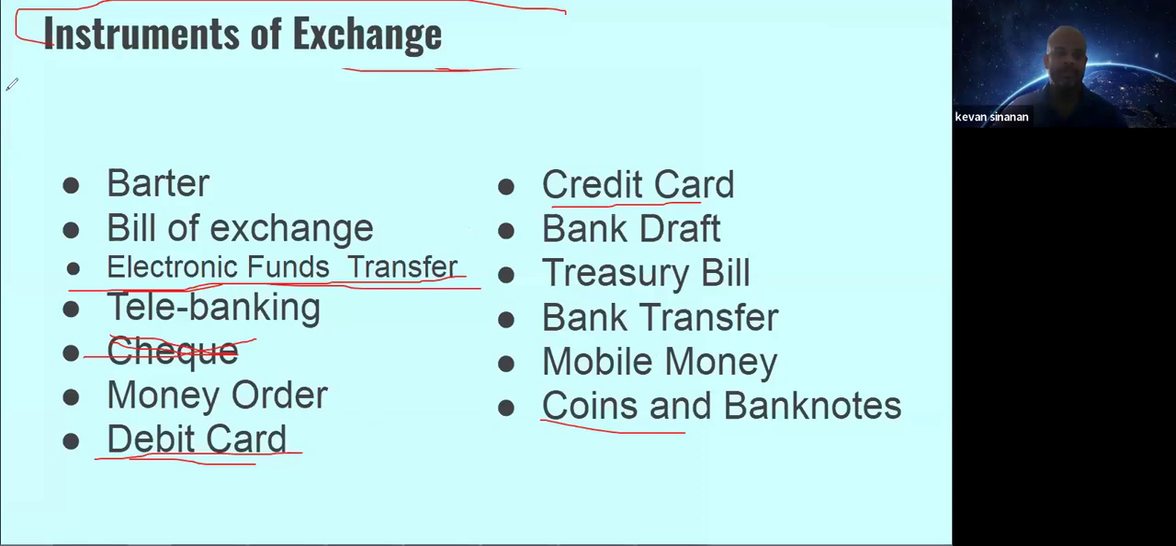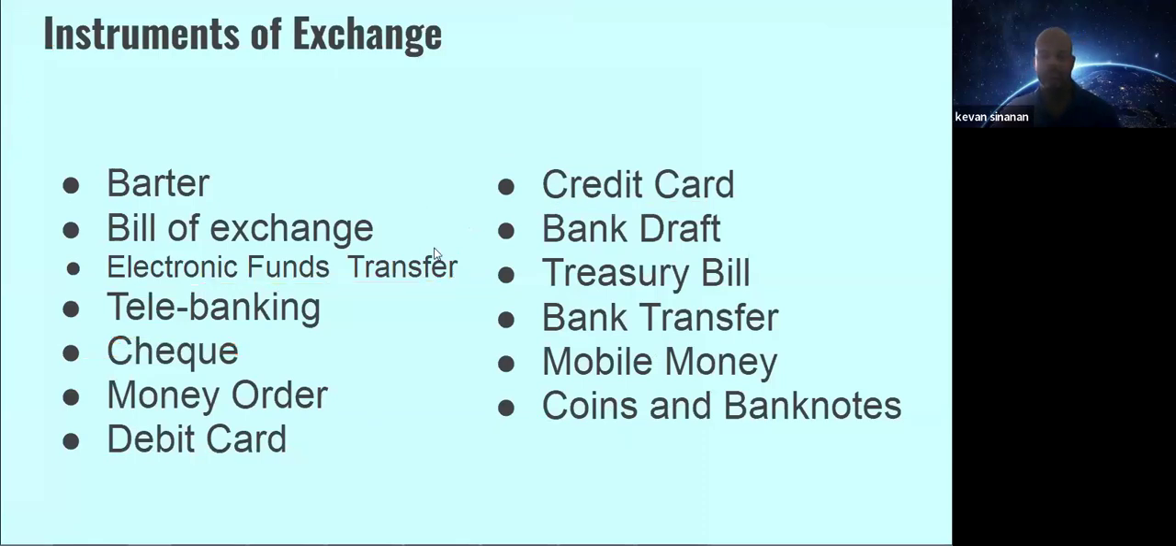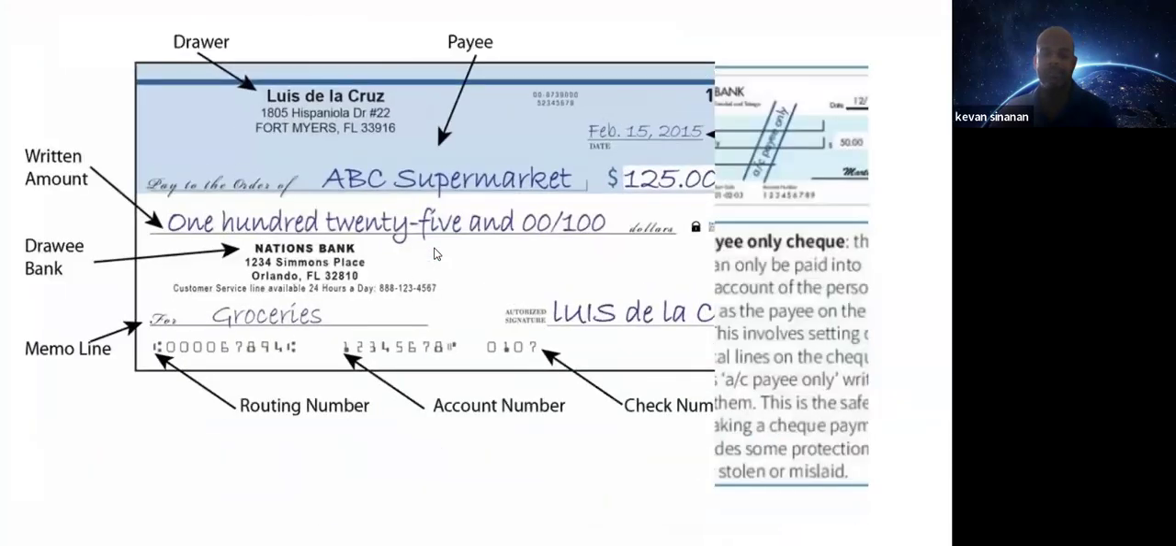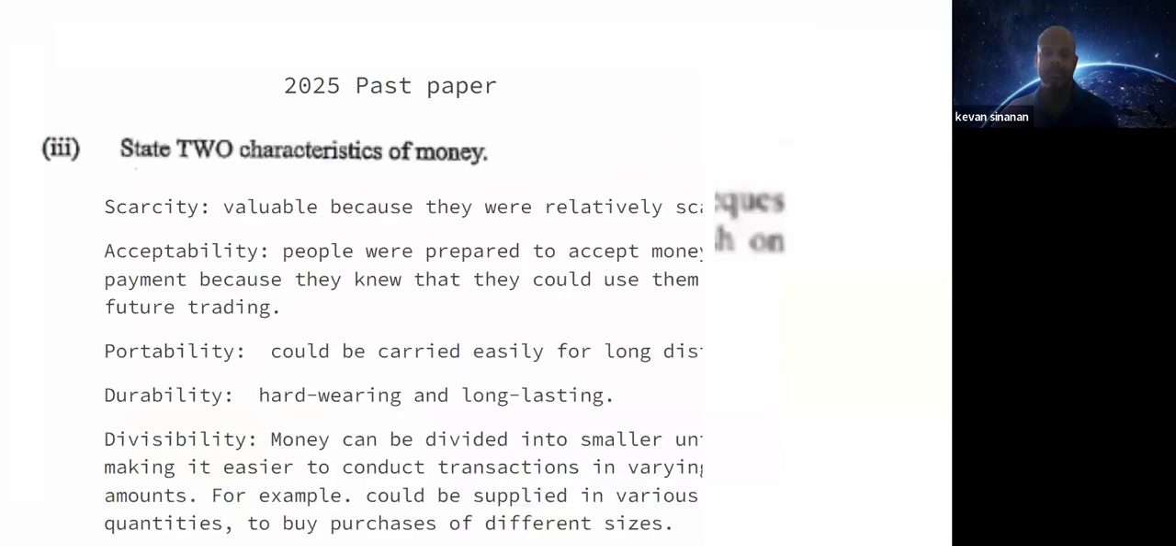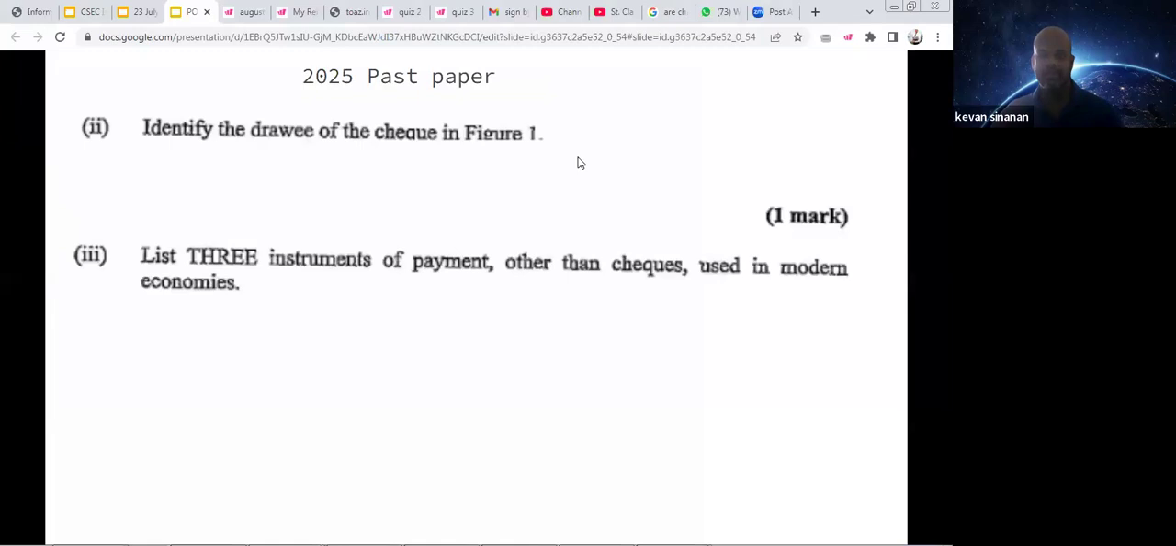Now, believe it or not, we are more or less finished with instruments of exchange: with money orders, with electronic transfers, with checks, with barter, and the characteristics of money. So that's one topic finished. Let me pull up the slides with the answers so you could take a screenshot if you wish. I will be sharing these slides afterwards.